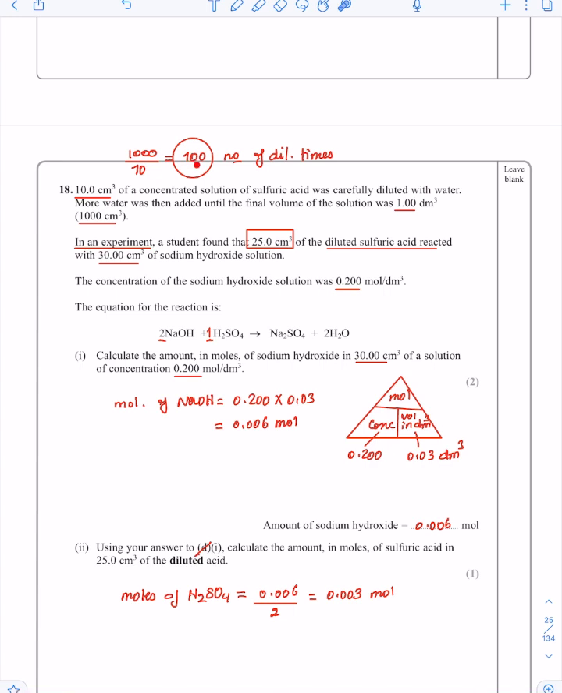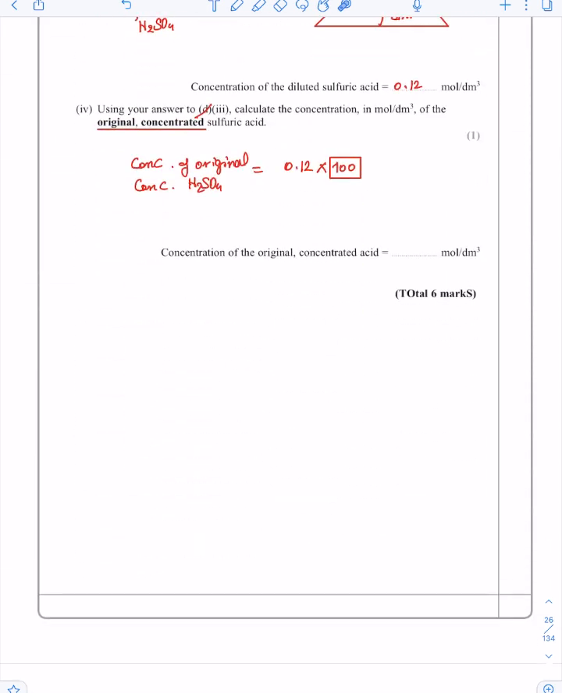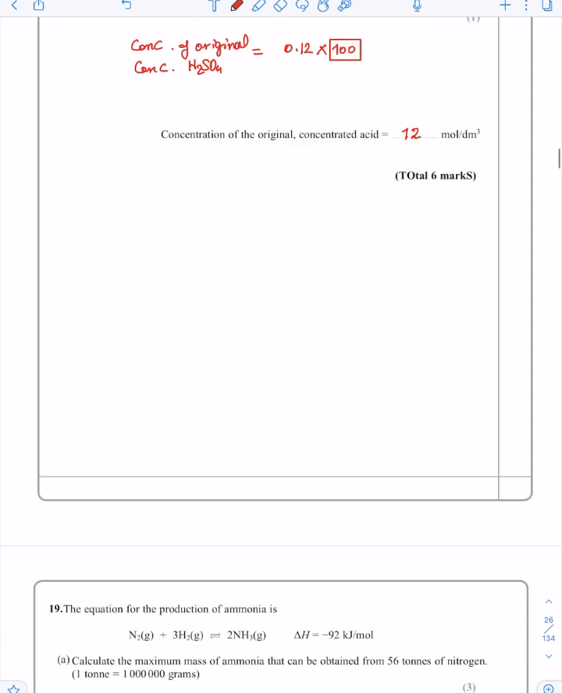100 مرة دي جت منين؟ عملت dividing الفاينل فوليوم اللي هو 1000 over الانيشال فوليوم اللي هو 10. يبقى انا خففت السوليوشن بتاعي 100 مرة. فلو هو بعد التخفيف 0.12 يبقى قبل ما تخففه كام؟ 0.12 times 100. يعني تطلع 12 mole per cubic decimeter.